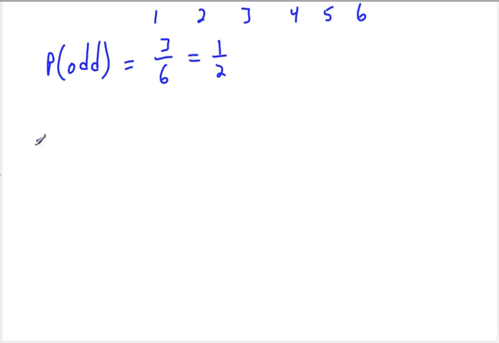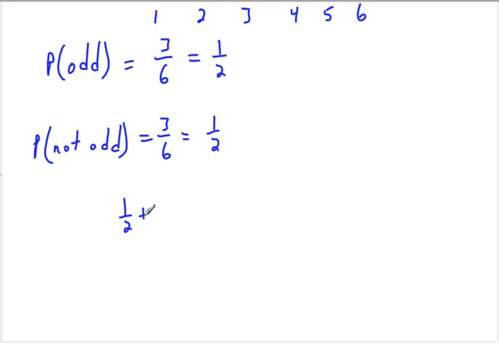The probability of not odd, which would be the complement, right? Well, not odd would be 2, 4, and 6, so there's 3 of those. And as you can see, the probability of an event and its complement is always going to add up to 1. So we have 1/2 plus 1/2 is equal to 1.